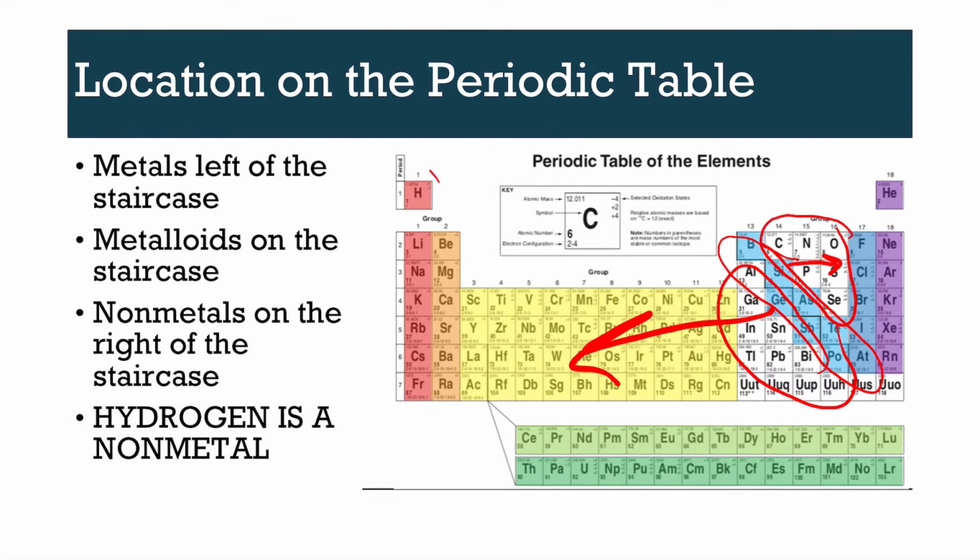One thing to point out: hydrogen, although it's on the left side of the staircase, is a non-metal. So that's a trick question they like to ask. So anything to the left of the staircase, except for hydrogen, is a metal.